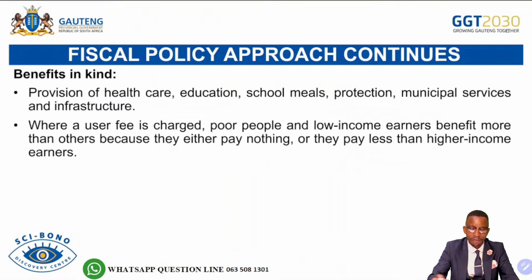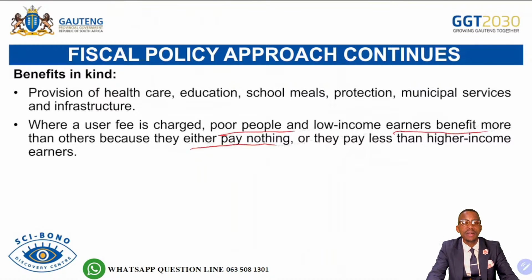Where the user fee is charged, poor people and low-income earners benefit more than others because they either pay nothing or they pay less to access those goods. For instance, in other areas in our country, some communities are not responsible for paying for water supply. There are no levies imposed on their water supply, but other areas are having levies imposed on water supply.